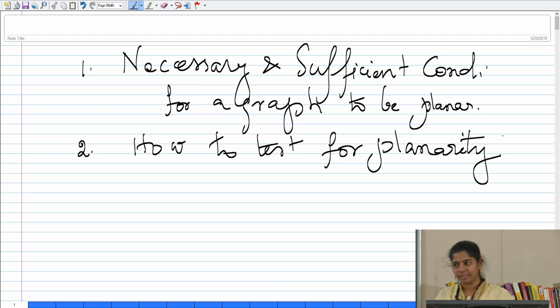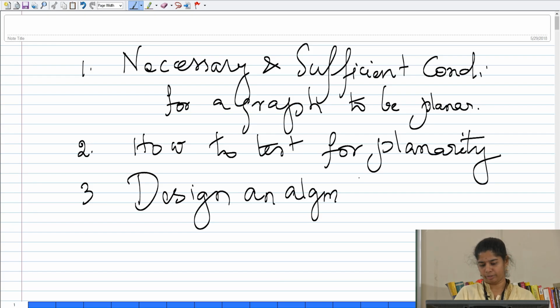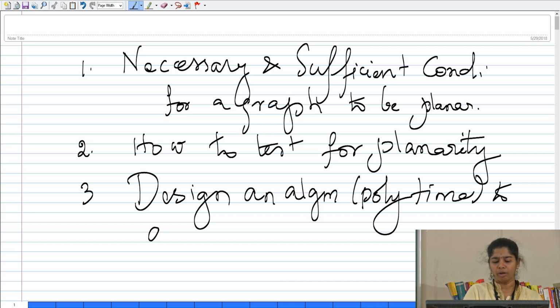And last but not the least, if you want to test, you have to give me an algorithm for testing, as well as you should give me a plane graph diagram. You have to give me a solution. This graph is planar because I can give you a structure where I can draw it in the plane. So, the third problem, there is still some work in this direction. Design an algorithm, preferably polynomial time, to draw a plane graph.